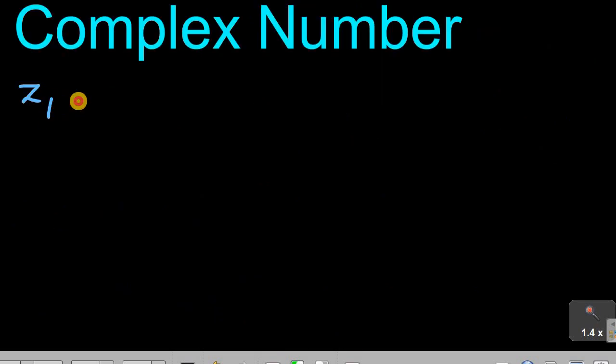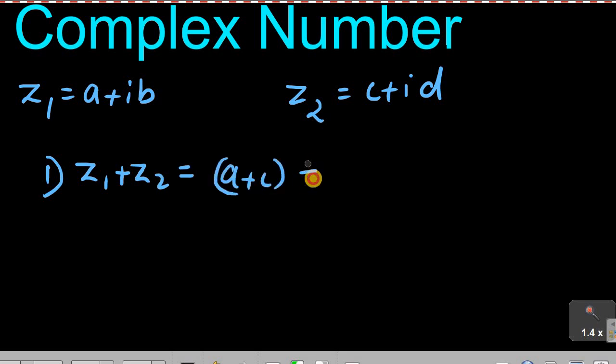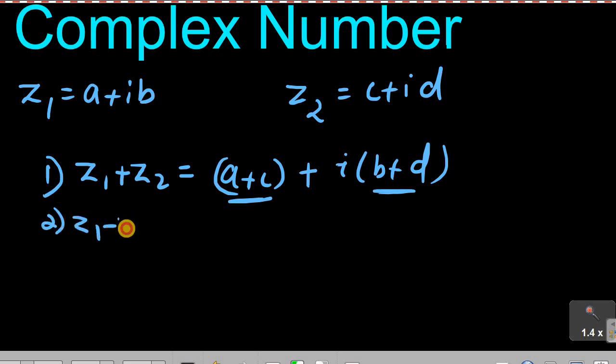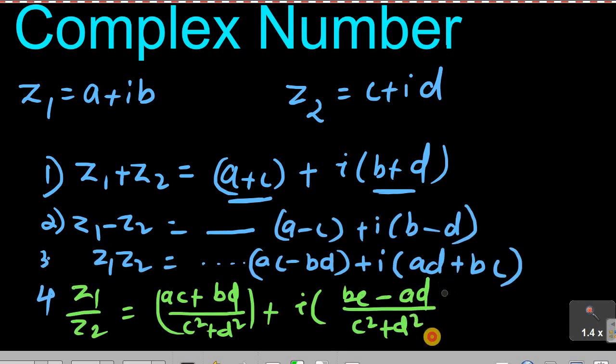Okay, so if two complex numbers z1 and z2 are denoted as a + ib and c + id, then can you say z1 + z2 will be how much? I think you should know this. It will be (a + c) + i(b + d): real part with real part, imaginary part with imaginary part. Similarly, find z1 minus z2 and check your answer. As for multiplication and division also, I think you can get the answer.